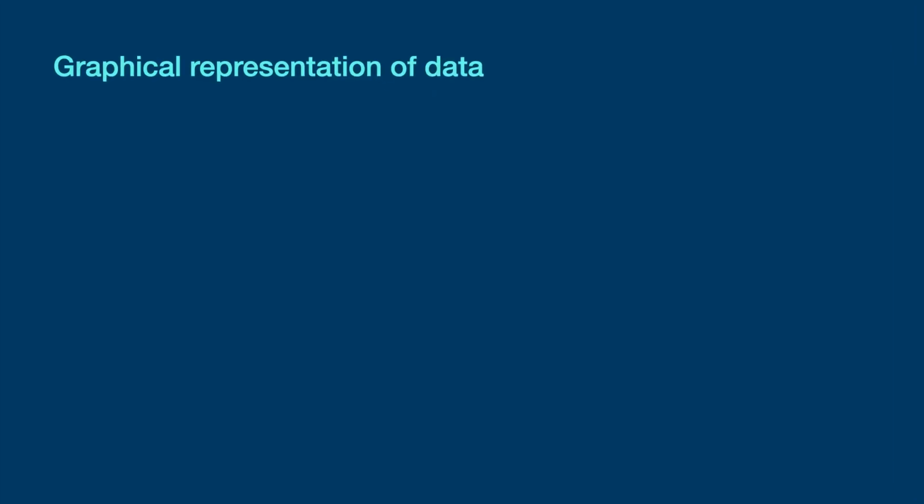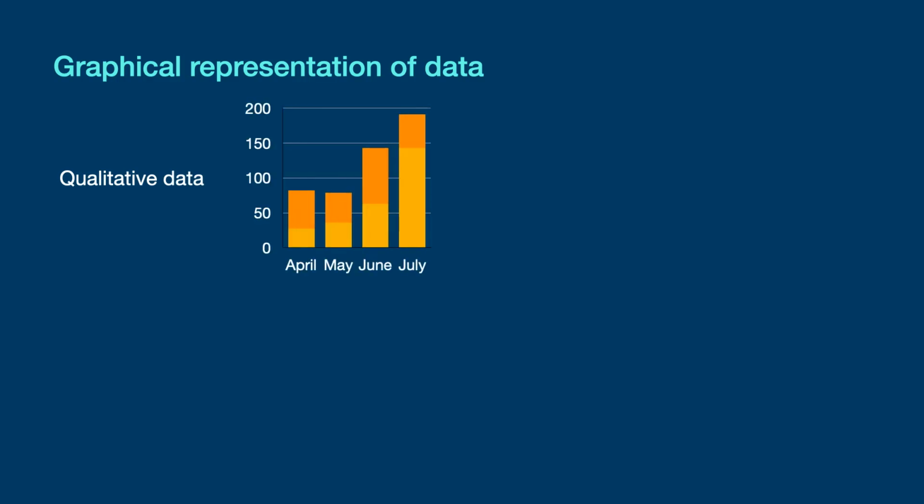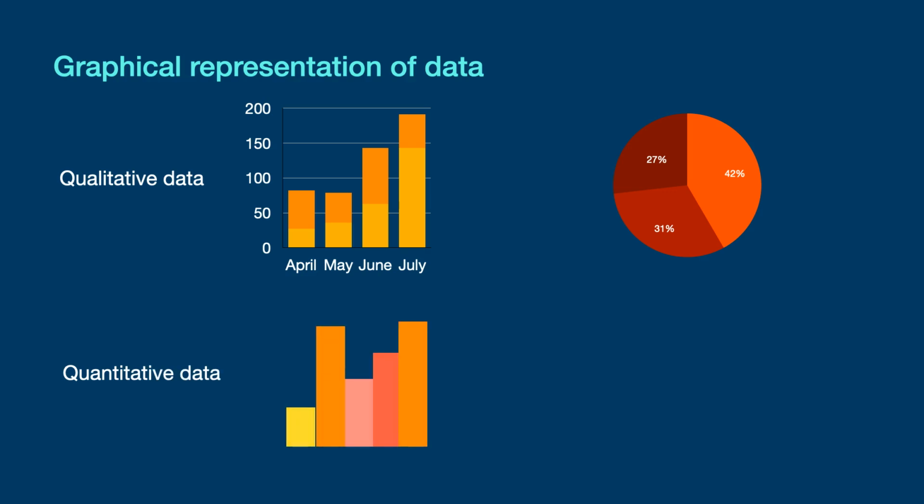Lastly, we will be looking at graphical representation of data. For qualitative data, they can be represented in the form of a bar chart or a pie chart as shown. For quantitative data, it can be depicted in a histogram or a plot graph.